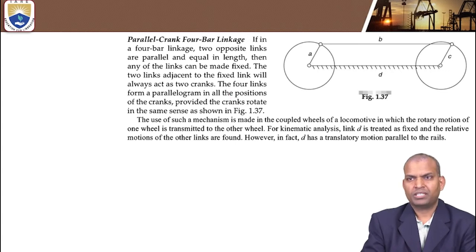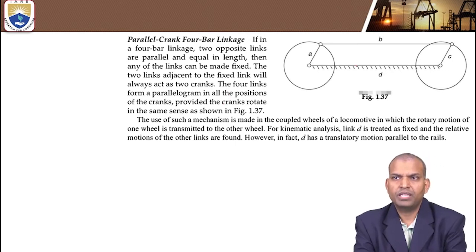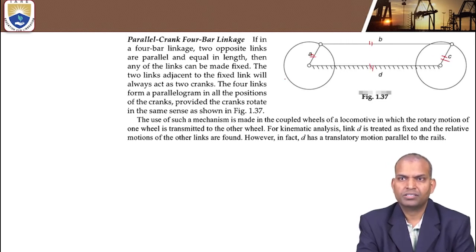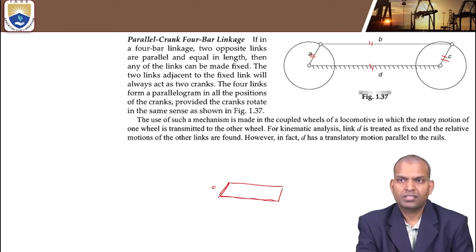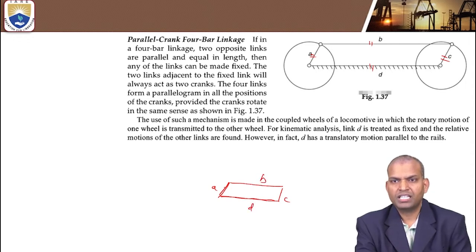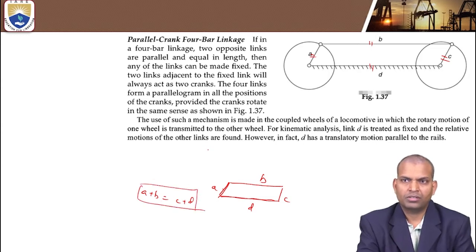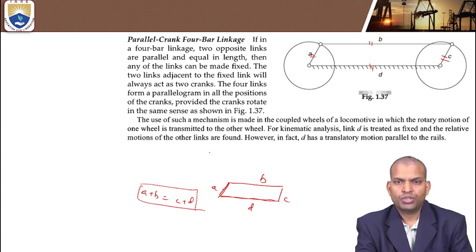If you read the description clearly, we can understand B and D are both equal. A and C are both parallel cranks. If A and C are equal, then automatically the joints should be equal, whatever they may be. That's why here it is AC and DB. A and C are both equal, that means A plus B equal to C plus D. So both are equal. Such mechanisms are used in a locomotive engine.